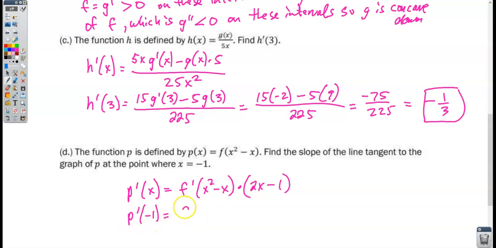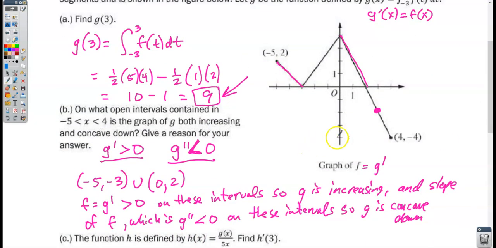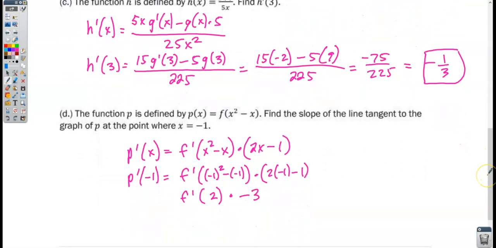So p prime of -1 is going to be f prime of -1 squared minus -1, times the quantity 2 times -1 minus 1. So that makes it f prime of 1 plus 1, which is 2. F prime of 2 times -3. Then f prime of 2, since this is the graph of f prime, is the slope of this line segment right here, since it goes through where x is 2. The slope of that line segment is -2. And so this is going to be equal to -2 times -3, or 6.